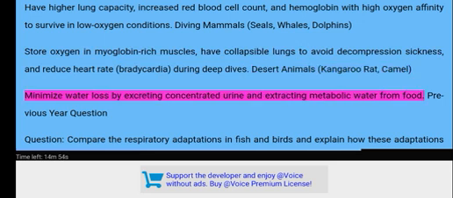Desert animals, kangaroo rat, camel minimize water loss by excreting concentrated urine and extracting metabolic water from food.